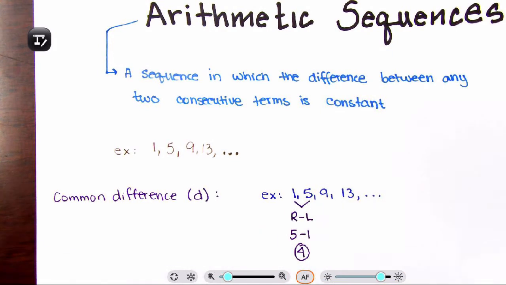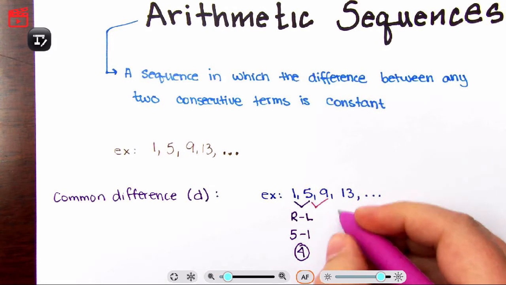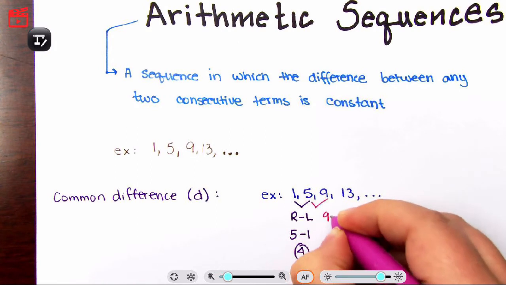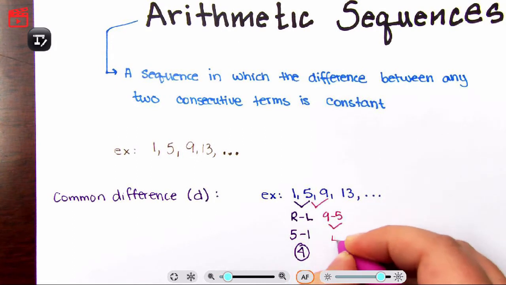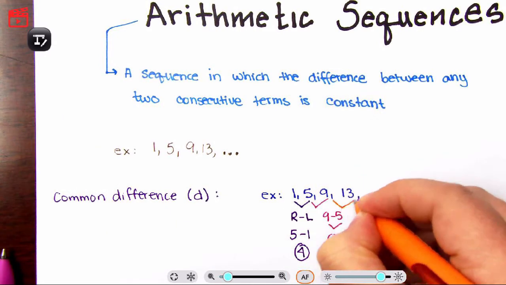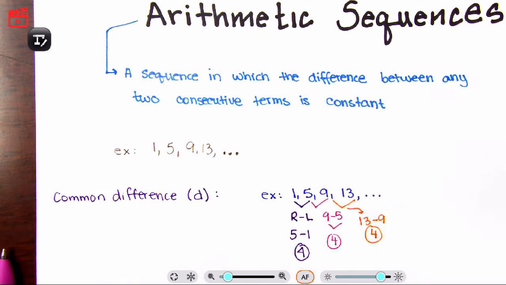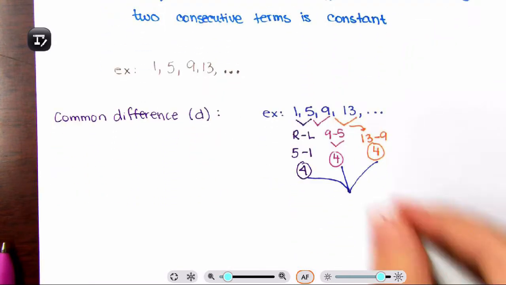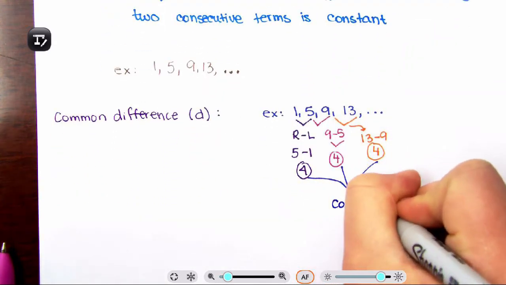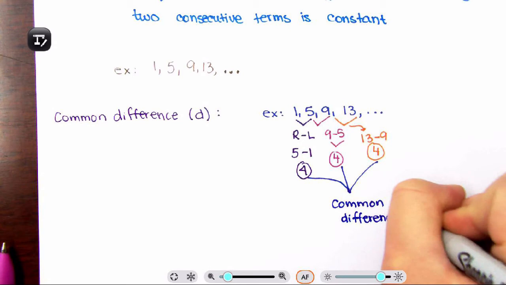Now I do the next two numbers. What I mean is now we do 5 and 9. We do the right minus the left, so 9 minus 5, that is 4, again. And then the third one we do is 9 and 13. 13 minus 9, is that 4? Yes, it is. So if all of these differences are the same, that means we have a common difference of 4.